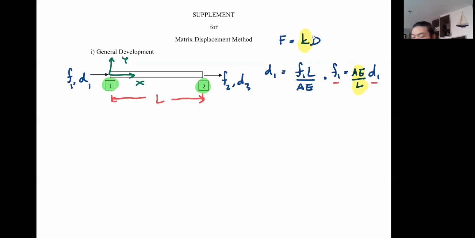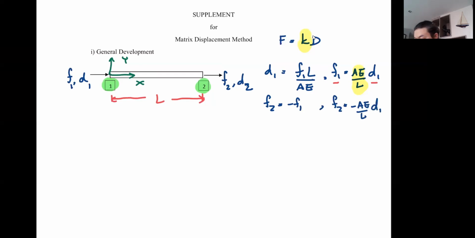But from the midterm exam, I've seen some of your friends still memorize things to try to solve the problem. Third-year students memorize how to solve problems. That's sad. You don't trust the free body diagram. That looks like a 3. Let me fix that. So right here, in order to have equilibrium, your F2 must be equal to minus F1, right? And therefore, I can write F2 as minus AE over L D1.